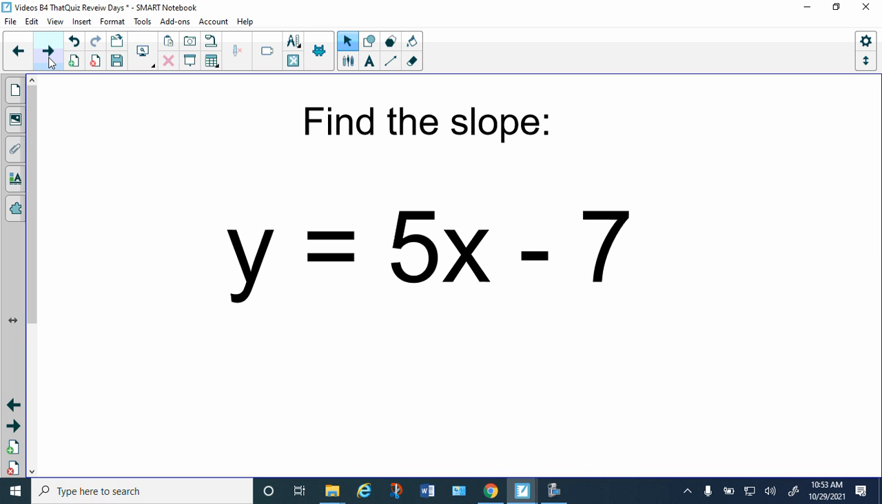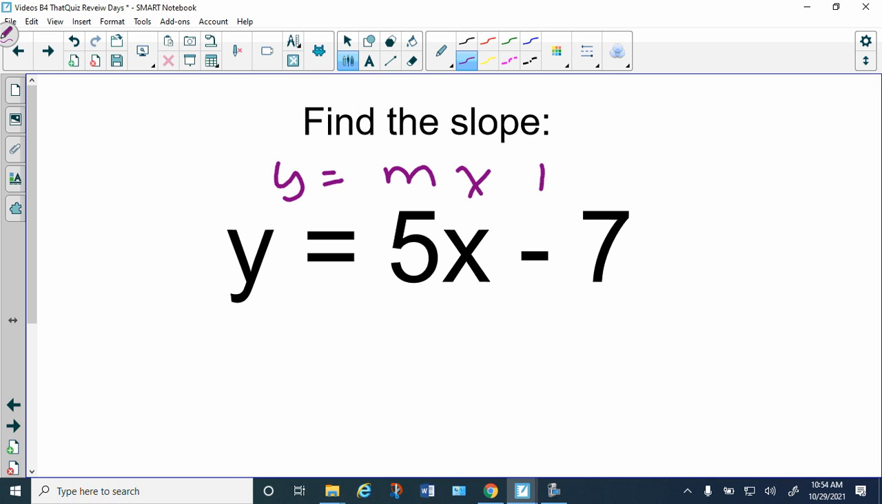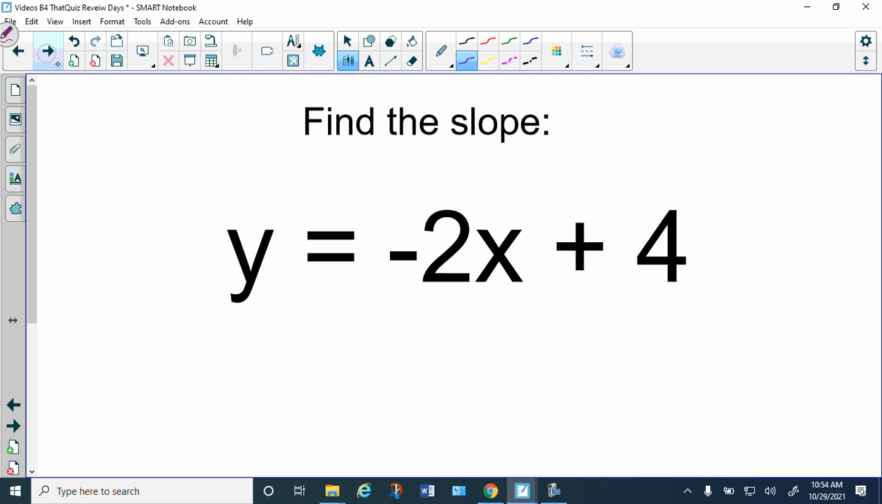When we see an equation in this form, this is our y equals mx plus b form, right? And let's just remind ourselves that the number we see in front of the x, that's going to be our slope. So we're going to go ahead and write m equals 5. And slope, once again, is also rate of change, right? Rate of change is 5, slope is 5. Rate of change and slope are referring to the same thing. So go ahead and take a second and write this down.